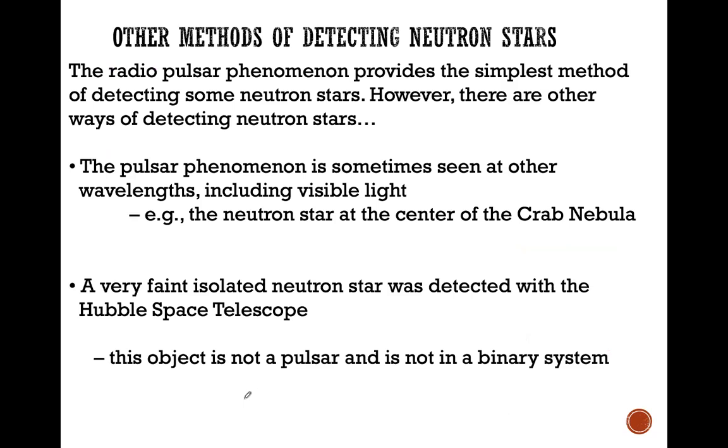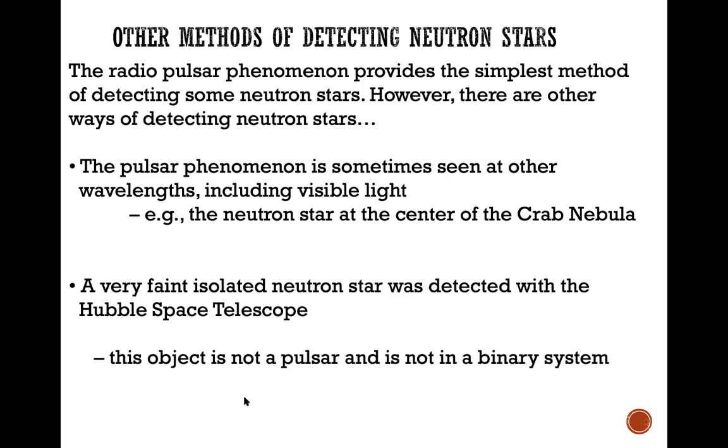Right? Now actually that is the primary way of detecting neutron stars. The radio pulsar phenomena provide the simplest method of detecting some neutron stars, right? The method that we discussed up to now is one of the simple ways of detecting neutron stars. However, there are other ways of detecting these same neutron stars, because this pulsar phenomenon is also seen at other wavelengths, including visible light.